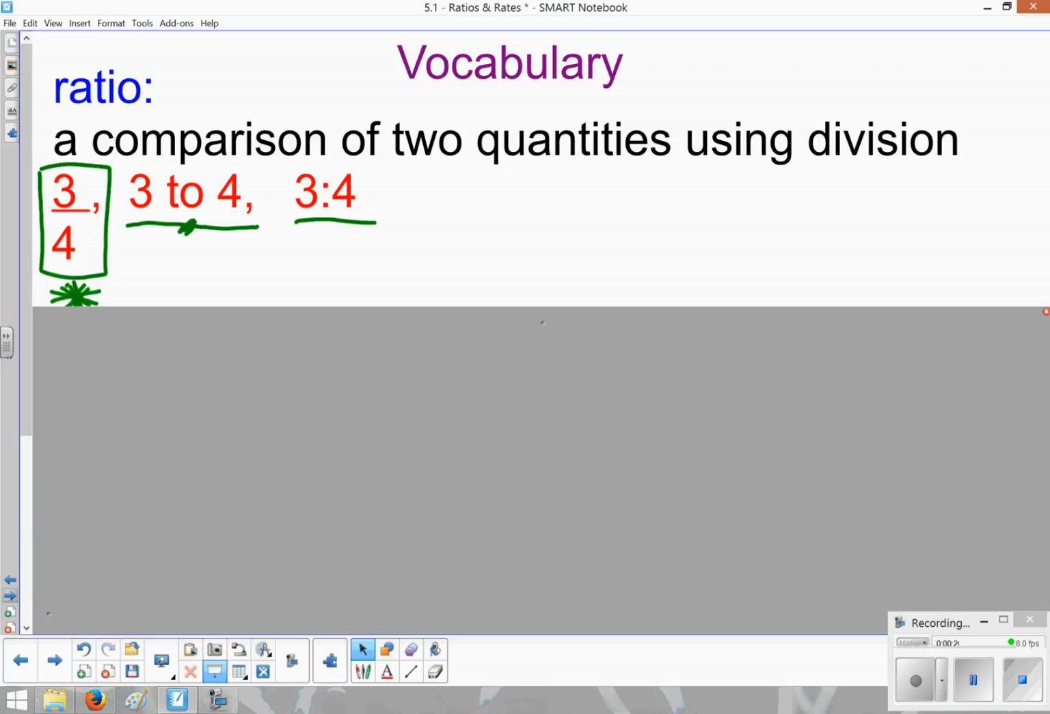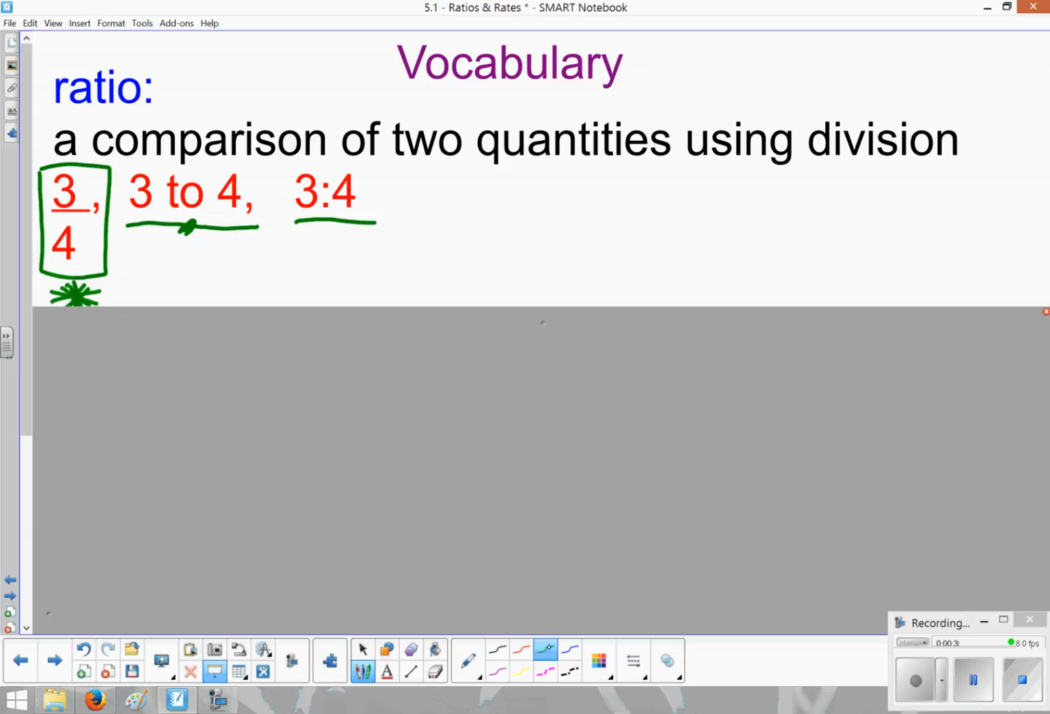The first vocabulary we're going to talk about is a ratio. What is a ratio? A ratio is basically a comparison of two quantities. So if I were to talk about 3 and 4, you can write that using a division sign, 3 over 4. So basically, a ratio is a fraction. If I ask you in class, what is a ratio? You can say a ratio is a fraction.